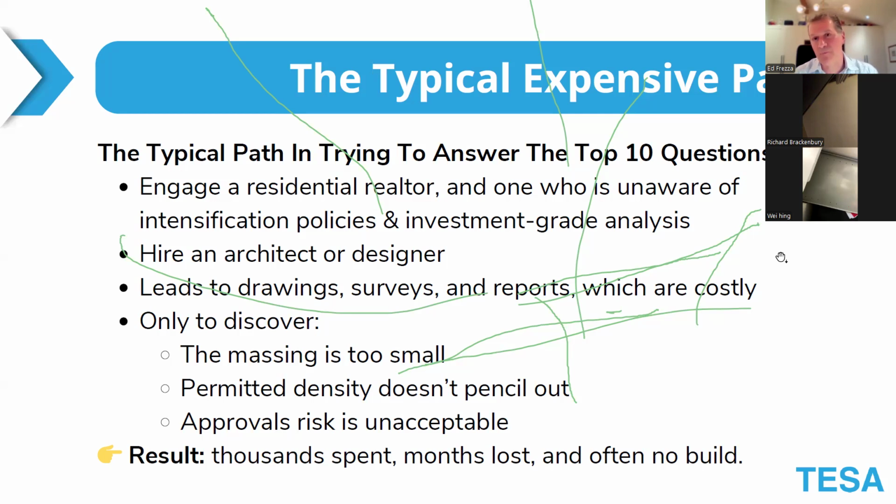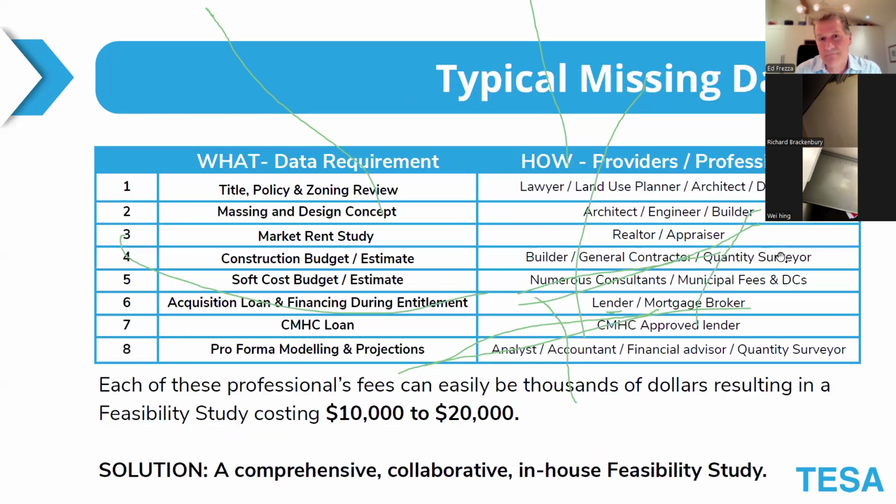So the result of the typical path that people delve into when they're first starting is to do what I just pointed out. And the result is that a lot of money is spent, a lot of time is spent, and often that cannot be recouped. To give you an idea of some of the data that needs to be gathered so that you can put it together to come up with a yay or nay, a yes or no decision, on the left I've given you an idea of some of the data required, and on the right, how you are going to get it, the service providers and professionals.